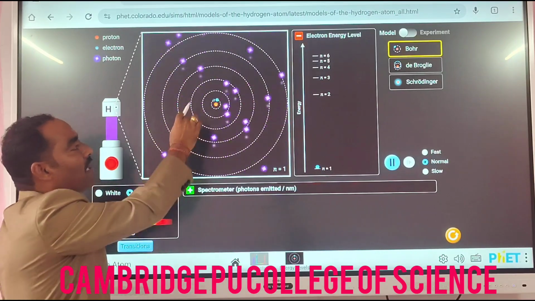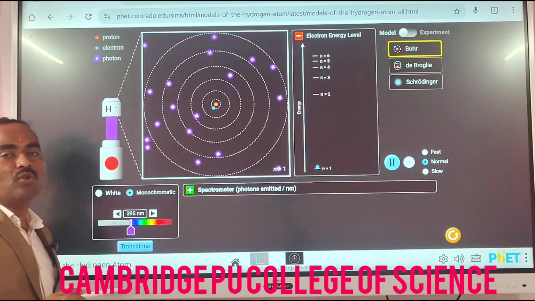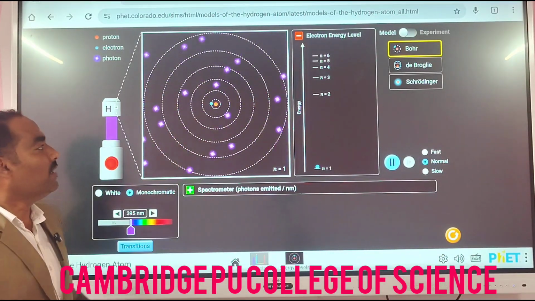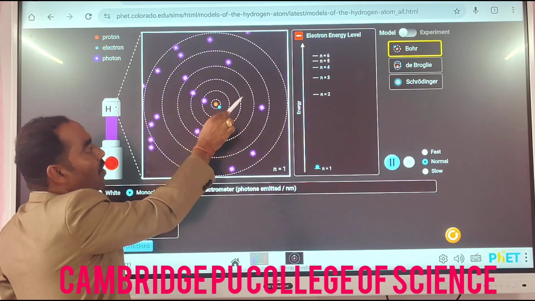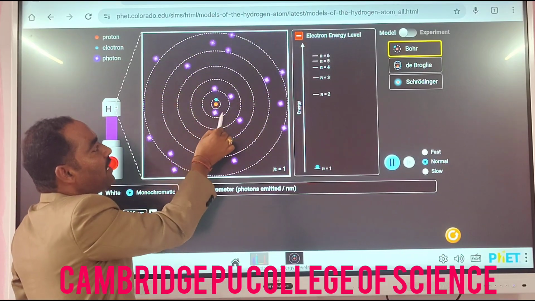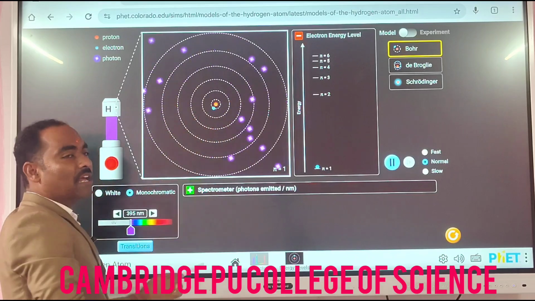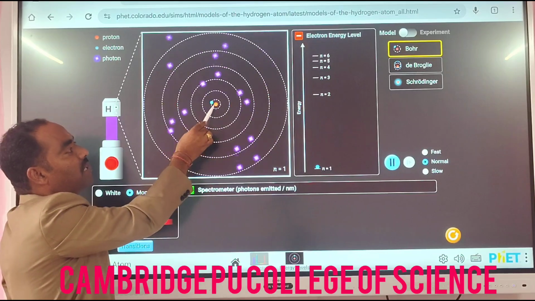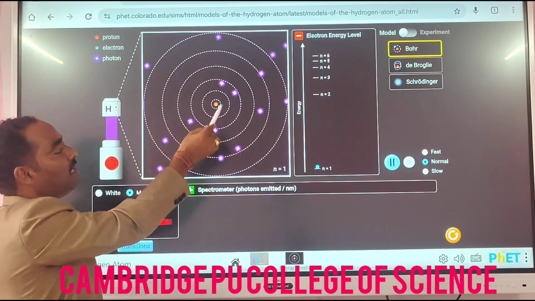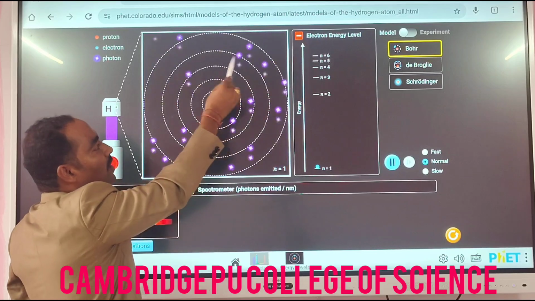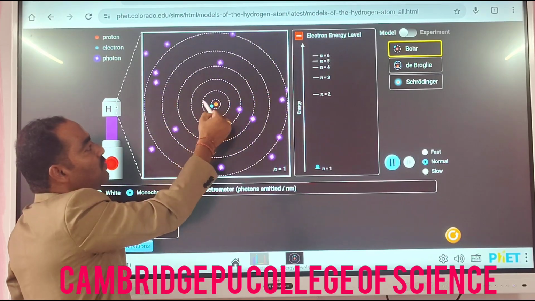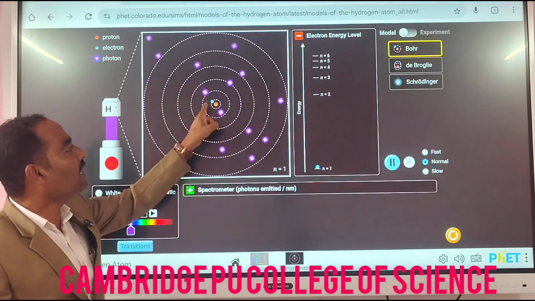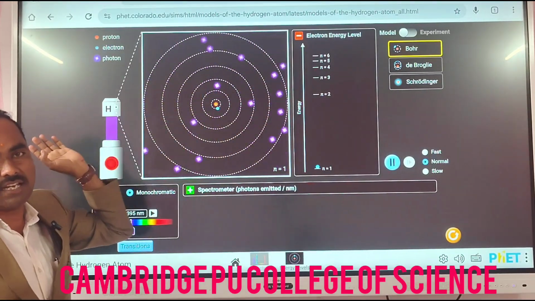Whenever electrons are moving around the nucleus, they do not lose or gain energy. It means the energy remains constant. Another thing: shells that are nearer, closer to the nucleus, have more energy, because of a lot of attraction between the nucleus and electrons. Shells that are far away from the nucleus have less energy, because of less attraction between the center of the nucleus and the outermost shell.